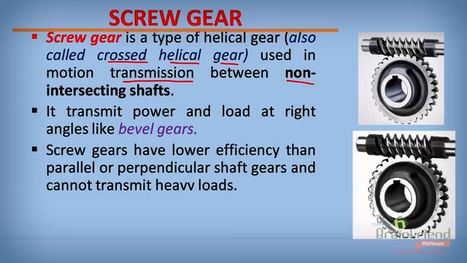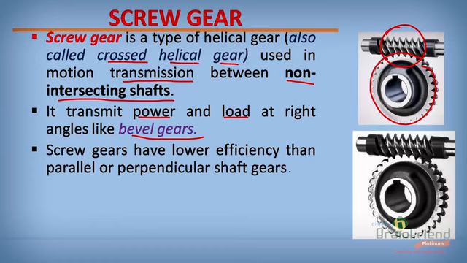between non-intersecting shafts. You can see that these shafts are not intersecting with each other, but they are used in transmission of power, torque, and load from one part to the other in the gear machine. It transmits power, load, at right angle like bevel gear.